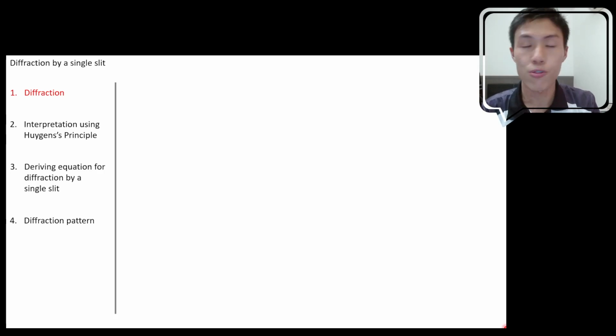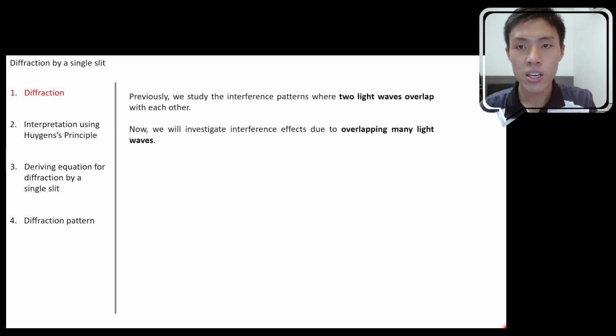We are now going to move on from interference to diffraction. Interference and diffraction are actually very related to each other, so let's spend some time talking about the differences between them. Previously, we already studied the interference pattern where you have two light waves overlapping with each other.